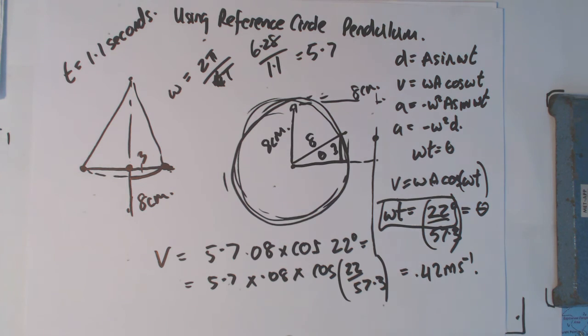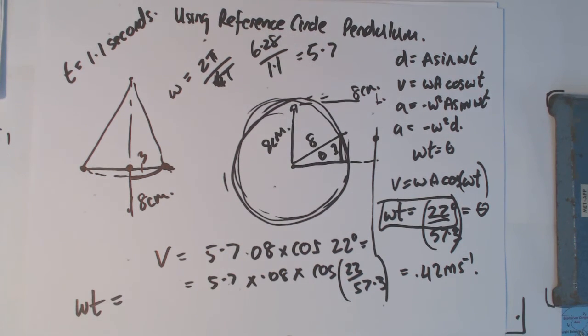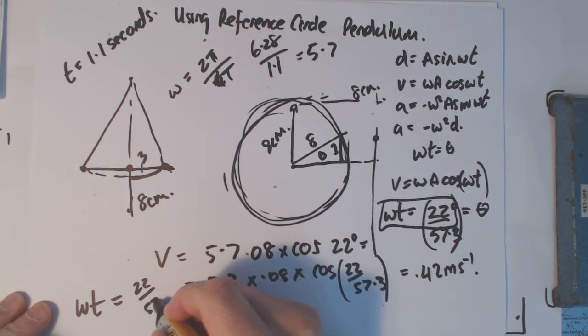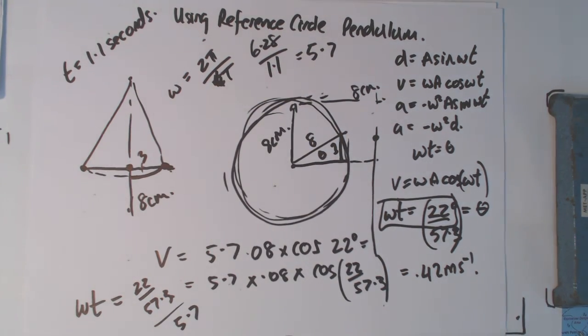We didn't work backwards to find the time, did we? Easy enough to do now though. Omega t equals this many radians, which was 22 divided by 57.3. If we divide that whole thing by omega, 5.7, then we'd have the t to get to 3 centimeters. Won't actually do it.